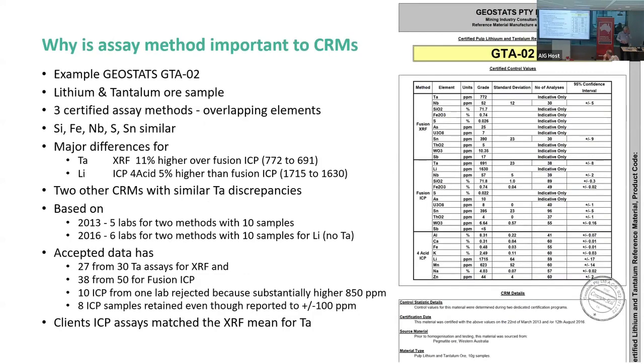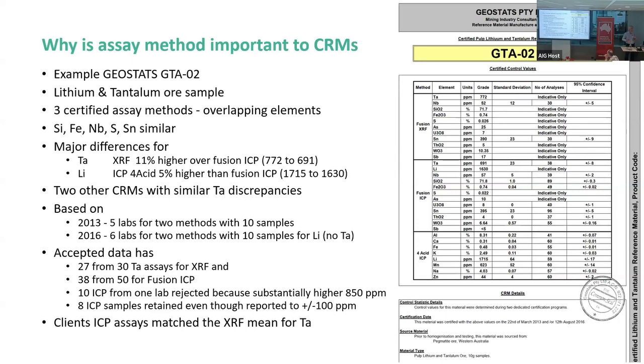So I've got a project example. This one isn't mine, but I got asked about it. It's actually a tantalum standard. It had a second round of assaying to get lithium values as well. But both the lithium and tantalum have two different assay techniques there and fundamentally different assays. A 10% difference, 11% difference in tantalum grade, to me is a big issue.